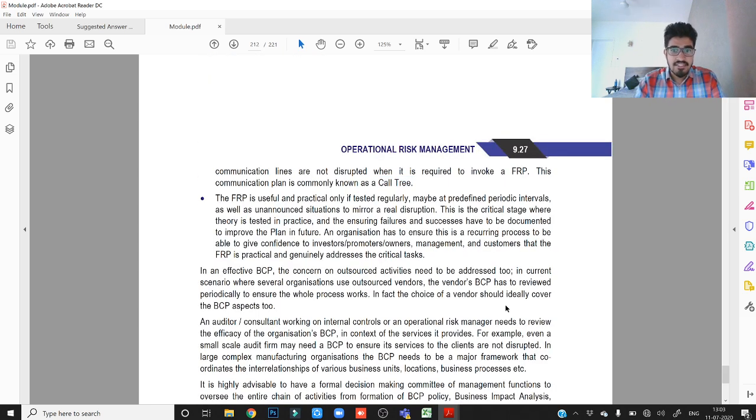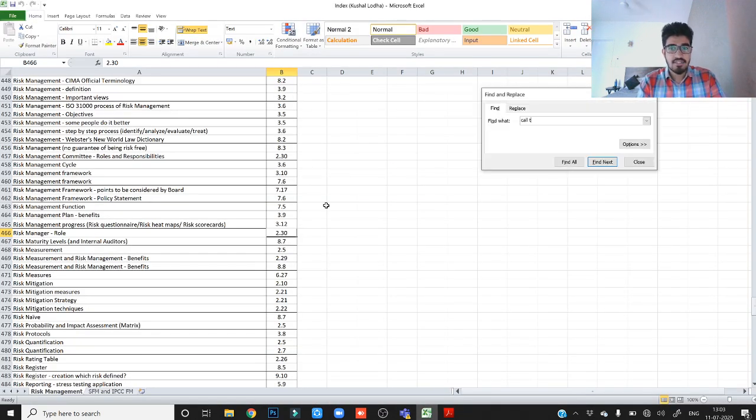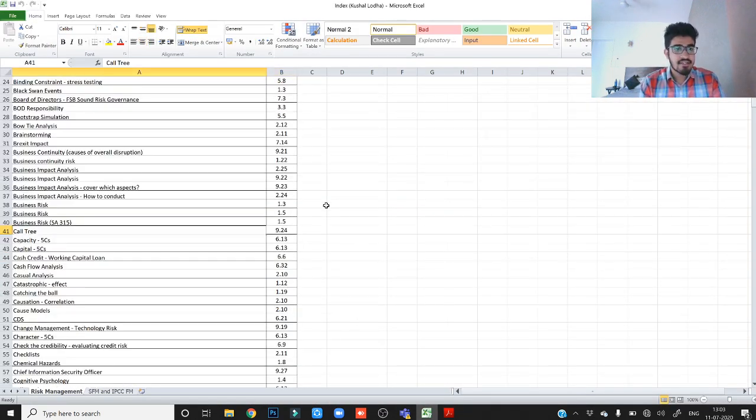For instance, see, this sentence says that this communication plan is commonly known as a call tree. So what may happen is that an MCQ can be asked on this call tree aspect, and they can give 4 options, out of which one option can be call tree, and therefore it is essential that you write call tree in your index. I had written this in my index, on page 9.24. MCQs can be asked from any part of the module, so ensure that you cover the module and prepare a detailed index so that you are not losing out on your MCQs, nor the subjective part.